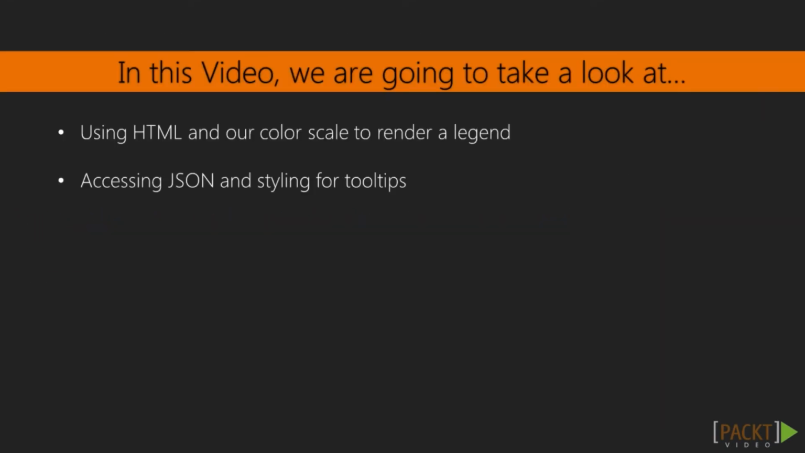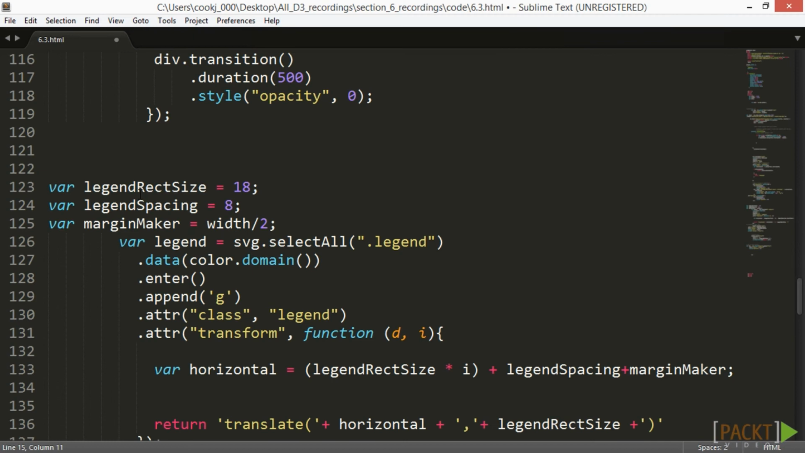Welcome to video 3 of section 6, in which we'll add tooltips and a legend to our map. In the previous video, we created the choropleth map that we'll be using in this example. Let's jump right into our code on line 123, where we begin by setting up our legend.